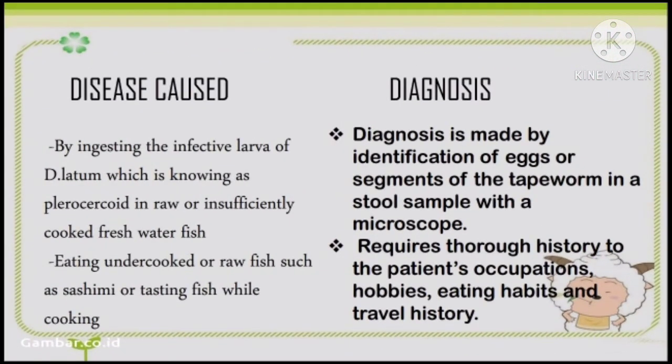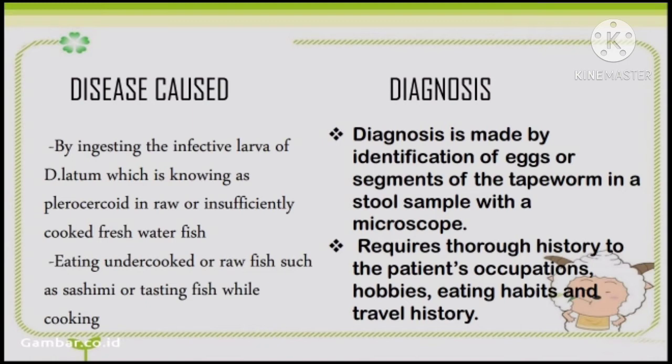We are now in disease cause and its diagnosis. The cause of Diphyllobothriasis is ingesting an infective larva of the latum, which is known as a plerocercoid. The fish is its second host. Infection also comes from eating undercooked or raw fish such as sashimi, or tasting fish while cooking.